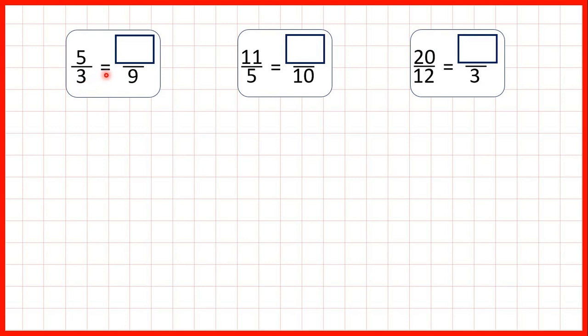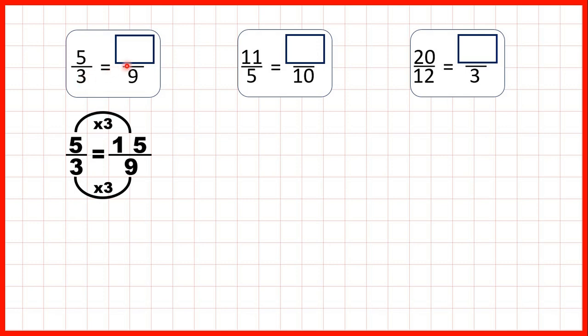5/3 is equal or equivalent to how many ninths? So for these questions, we have improper fractions, but we can still find equivalent fractions in exactly the same way. Remember, we either use multiplication or division to find equivalent fractions, and here we can see that 3 times 3 is 9. What we do to the denominator, we need to do to the numerator as well, and 5 times 3 is 15. So 5/3 is equivalent or has the same value as 15 ninths.